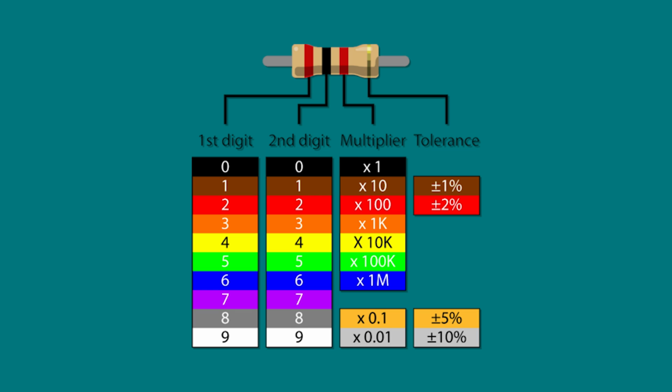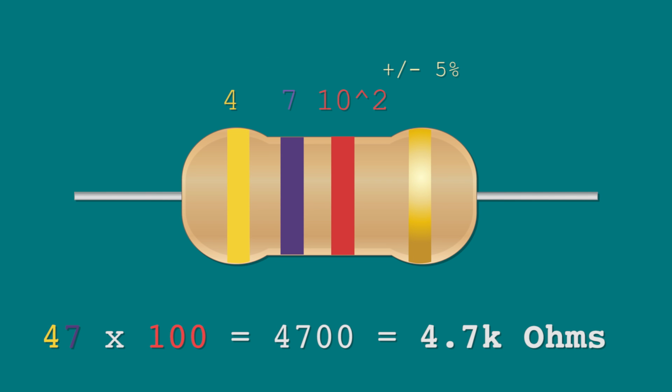So each color, you might have 4 bands or 5 bands, but each color has a meaning. Let's say black is 0, brown is 1, red is 2, and such. So for example, when you have a color band like yellow, purple, red, and gold, yellow means 4 and purple means 7, so that's 47.